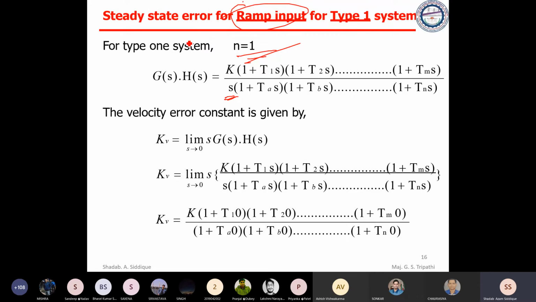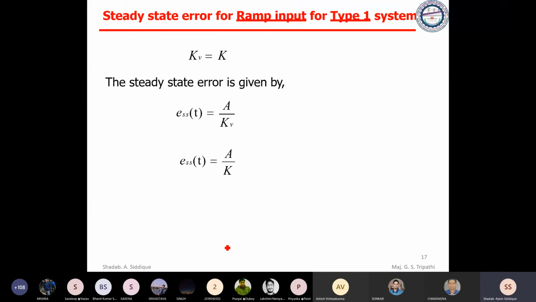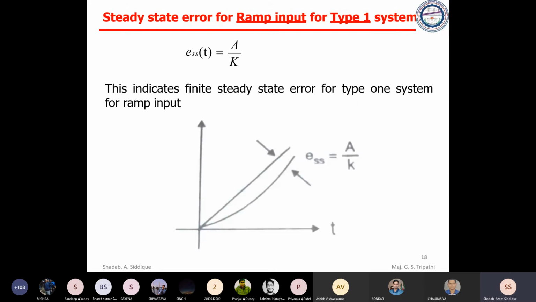And we see this s and s will cancel out. All the terms will be cancelled out, so Kv is nothing but K, and we are getting ESS as A divided by K. So this is the steady state error. See, this is the value.